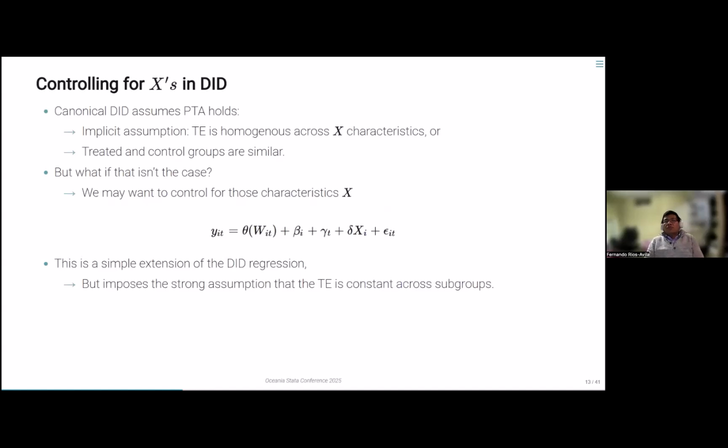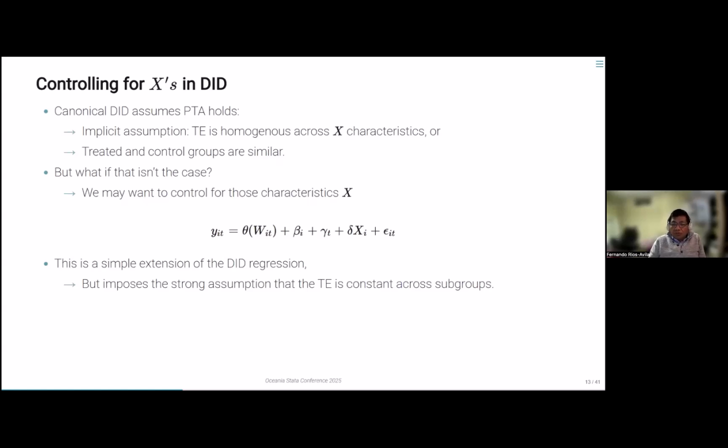What if you want to control for characteristics? Now, the canonical assumption assumes that the parallel trend assumption holds. And the implicit assumption of that is that either the treatment effect is homogeneous across the characteristics, or that the treated and the control groups are going to be similar in characteristics. But what if that is not the case?